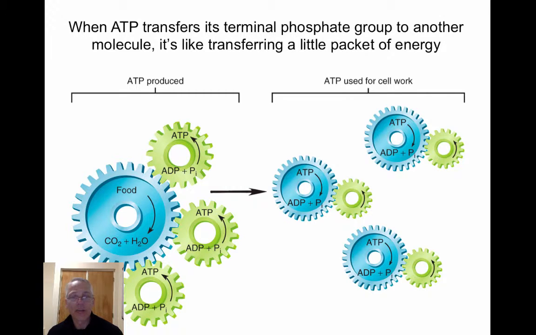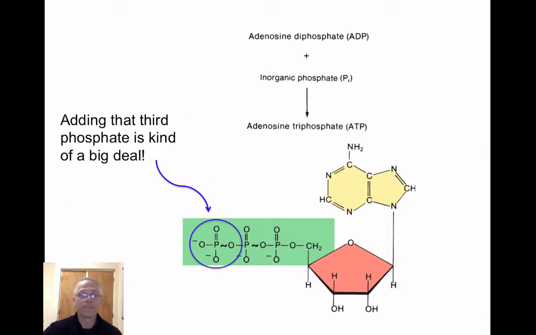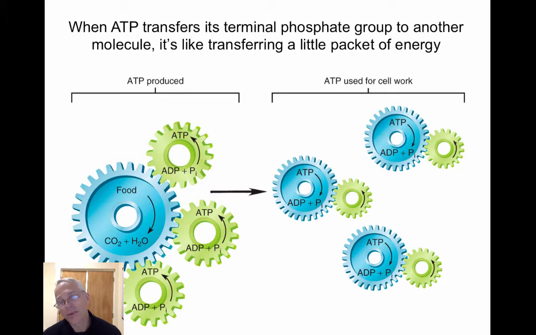And giving up that third phosphate is like transferring energy. So when we talk about using ATP in a cell, using it for energy, what we're talking about is that an ATP molecule will donate, will transfer its terminal phosphate, its third phosphate in that chain, the one that's circled there. It'll transfer that to a different molecule, and in doing so, transfer some energy in the process. And it's that energy that helps to drive a lot of processes inside cells.